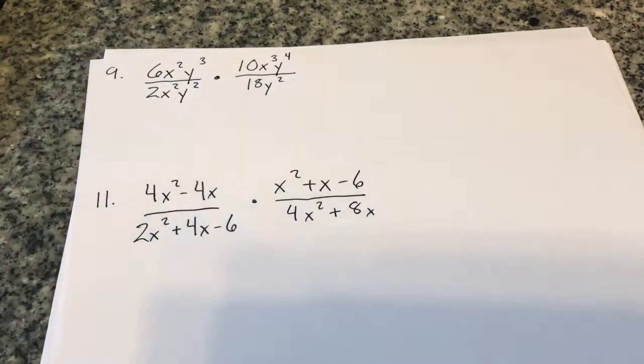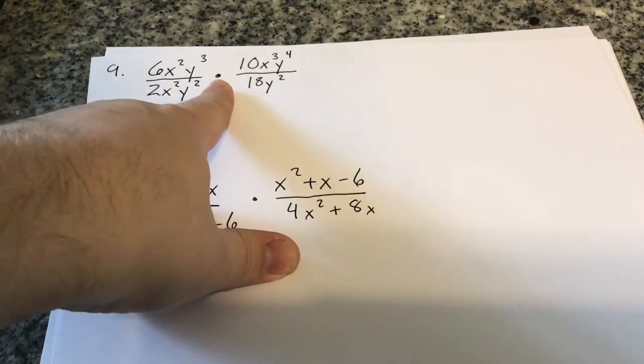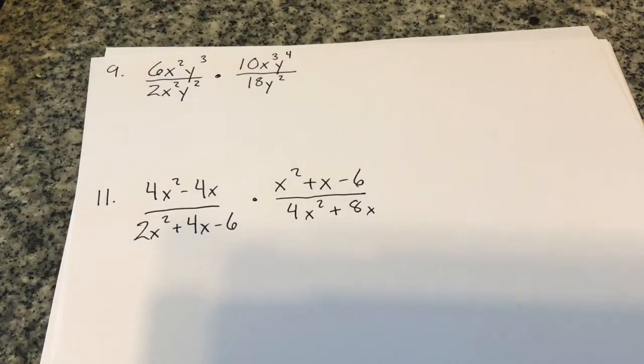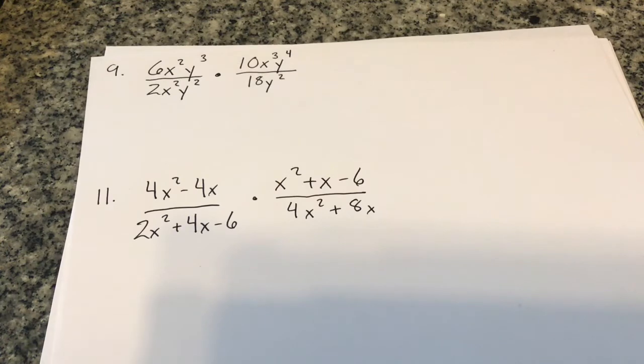So these questions are a little different because we have two rational expressions that are multiplying together. Now the great thing about this is that in all reality, there's not that much different that we're actually doing. What we want to do is simplify everything as much as possible. So if we can factor it out, we want to factor it out.